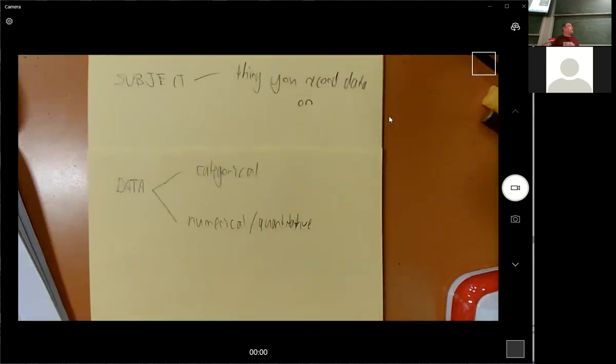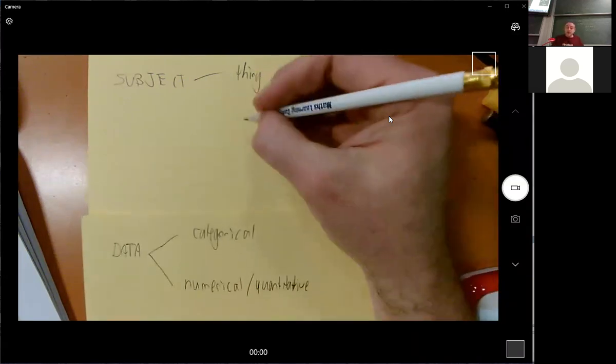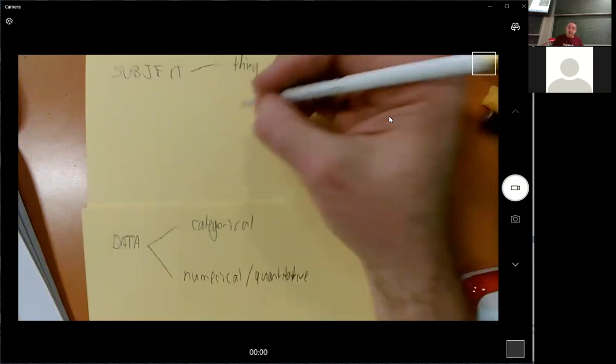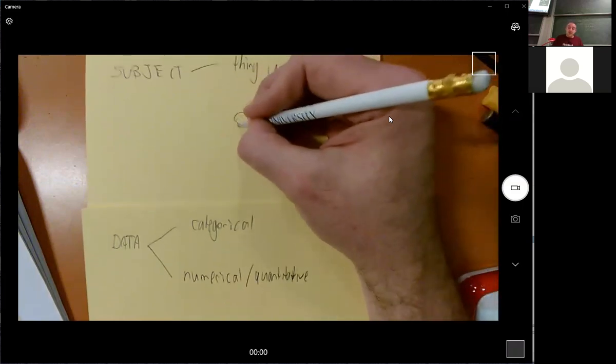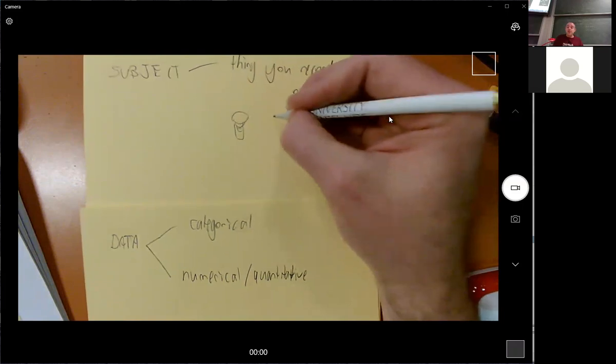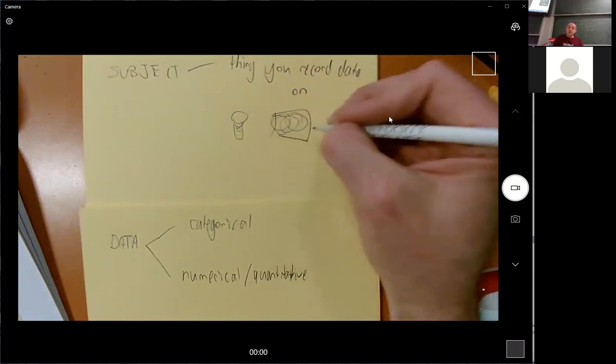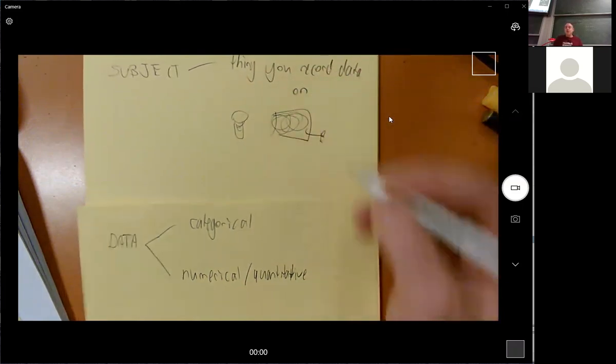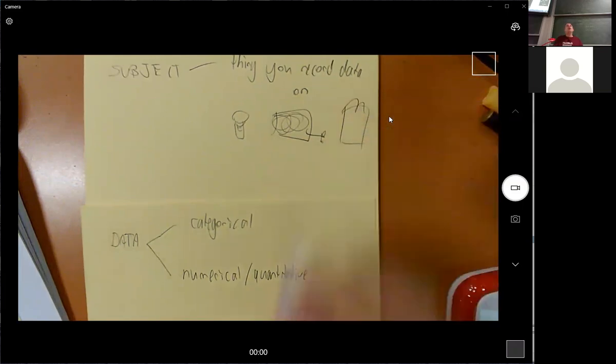So the thing you record data on, you need to think very carefully about what the thing is. It could be an individual bolt. It could be the machine that makes the bolts. It could be the entire factory. You need to know what your data belongs to.